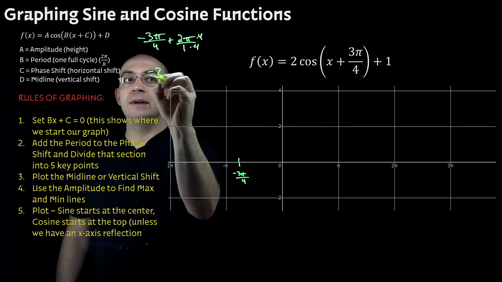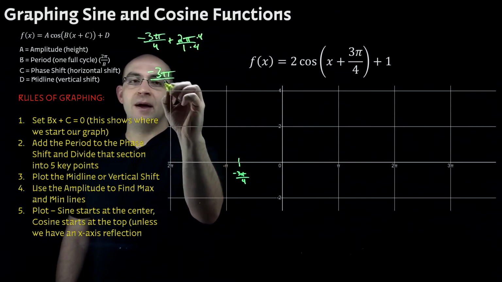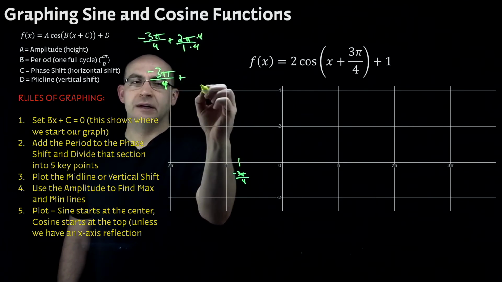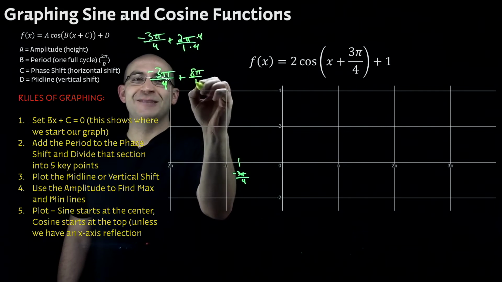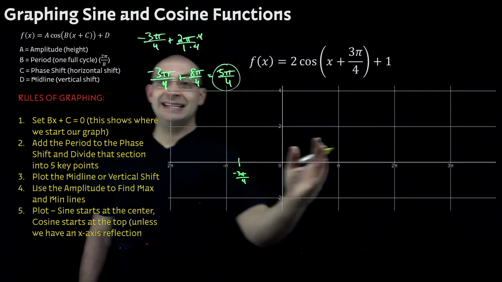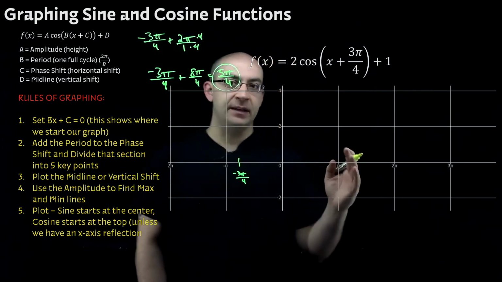So again, we're going to have an 8 pi deal here. Negative 3 pi over 4 plus, that's a weird 4. It kind of looks like a y. Sorry. 8 pi over 4. And that's going to be 5 pi over 4. That is the end, or the 5th value in our sequence.